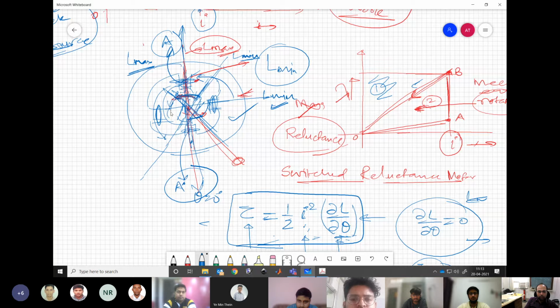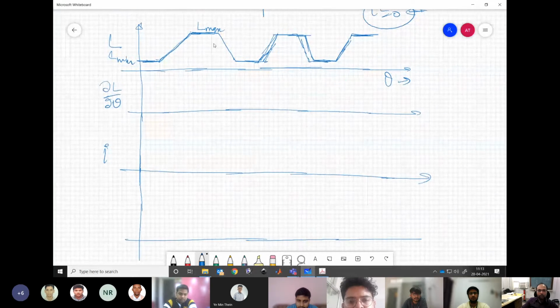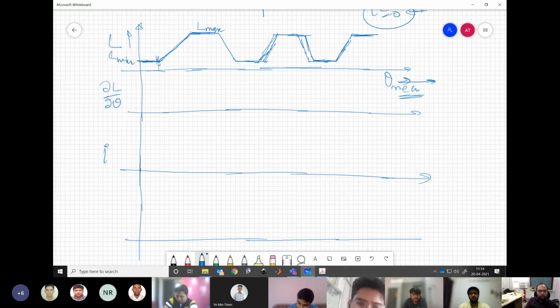So what is happening is, if you keep on rotating this rotor, you will encounter these L min, L max positions several times. Understanding my point? This thing is clear? Yes, sir. Now, this is how our L plot or inductance plot will look with respect to theta mechanical. This is our mechanical theta. It is starting from some L minimum, then going to L max, then coming back to L minimum, and so on. This cycle is repeating several times.